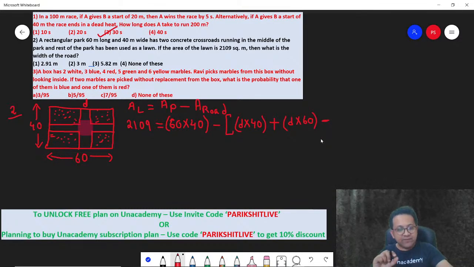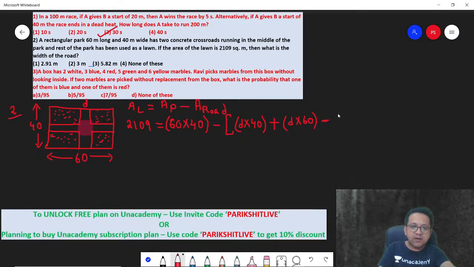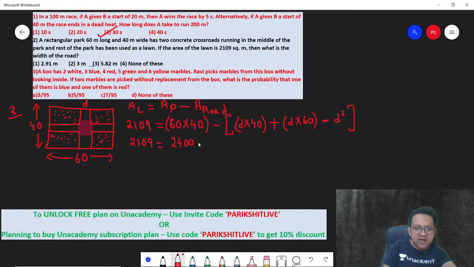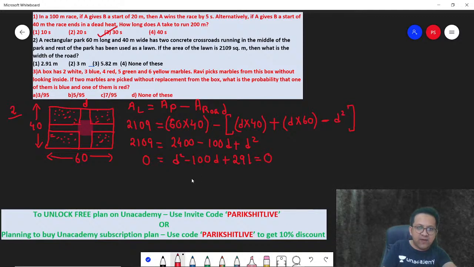So what is the area of the highlighted middle square? Small square in the middle, D square. Just got to remove that, right? So let's write down 2109 is 2400 minus 100D plus D square plus D square. So I think you can easily solve this. So D square minus 100D plus 291 is equal to 0. Get the value of D.